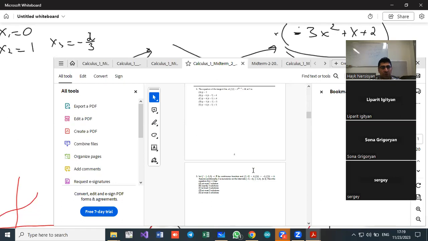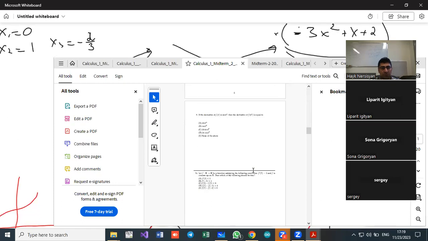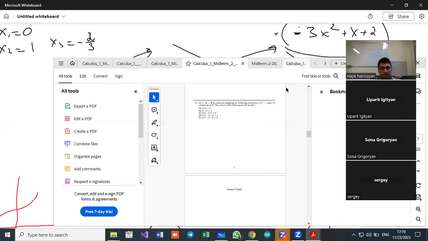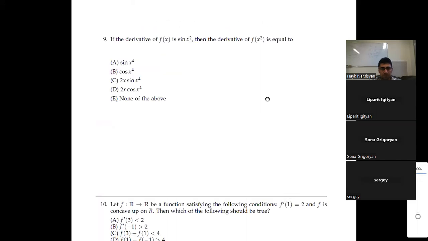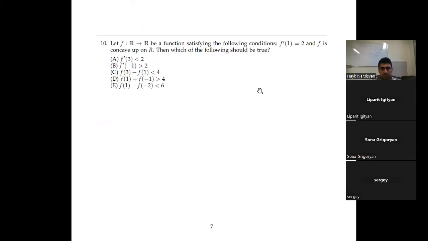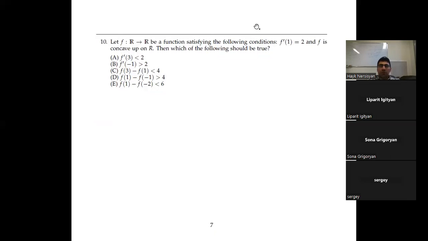Midterm 2018, multiple choice number 10. So what is given here? Derivative at 1 is 2. Function is concave up. Which of the following will be correct?